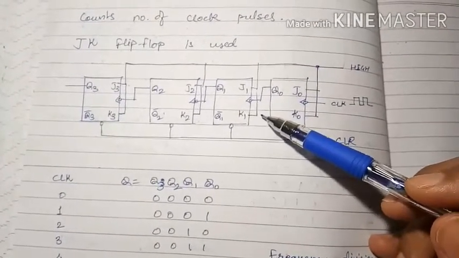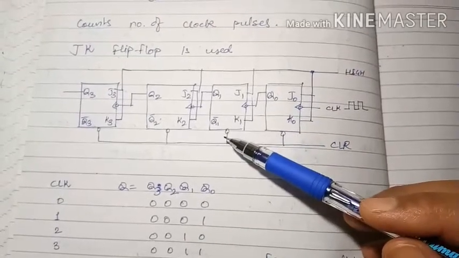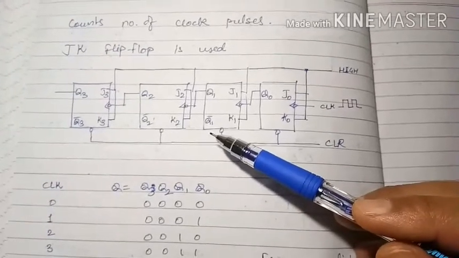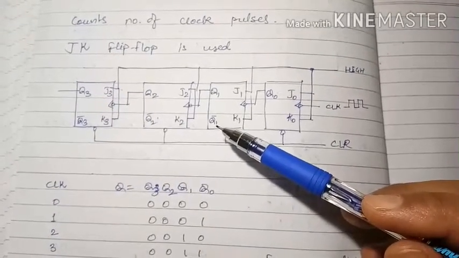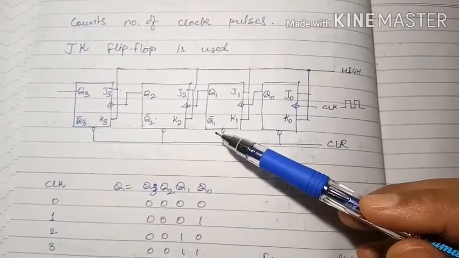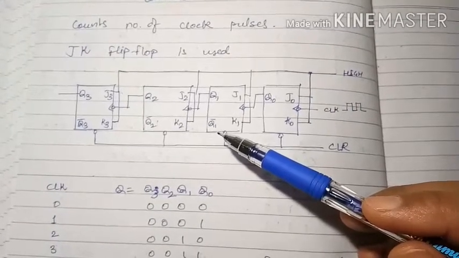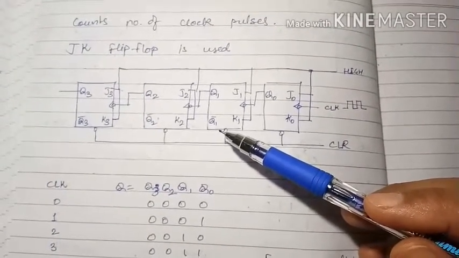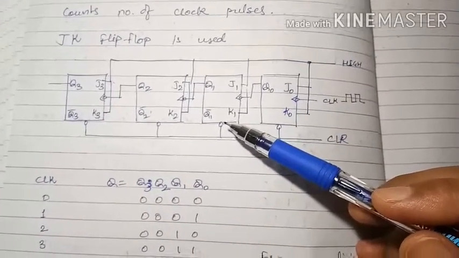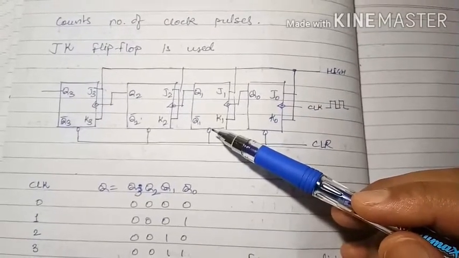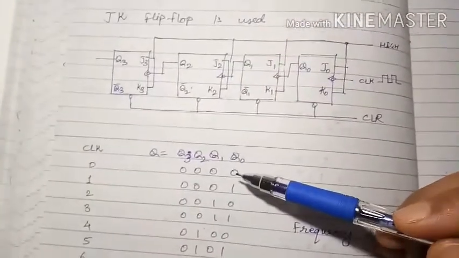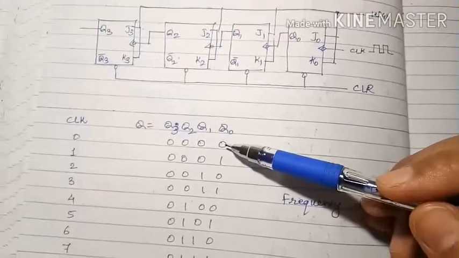When Q0 goes from 1 to 0, the Q1 flip-flop receives a negative edge and toggles. Likewise, when Q1 changes from 1 back to 0, the Q2 flip-flop gets a negative edge and toggles. And then when Q2 goes from 1 to 0, the Q3 flip-flop toggles. In other words, whenever a flip-flop resets to 0, the next higher flip-flop toggles. We will see the operation. Now, how the counting takes place. Initially the counter is reset to 0.